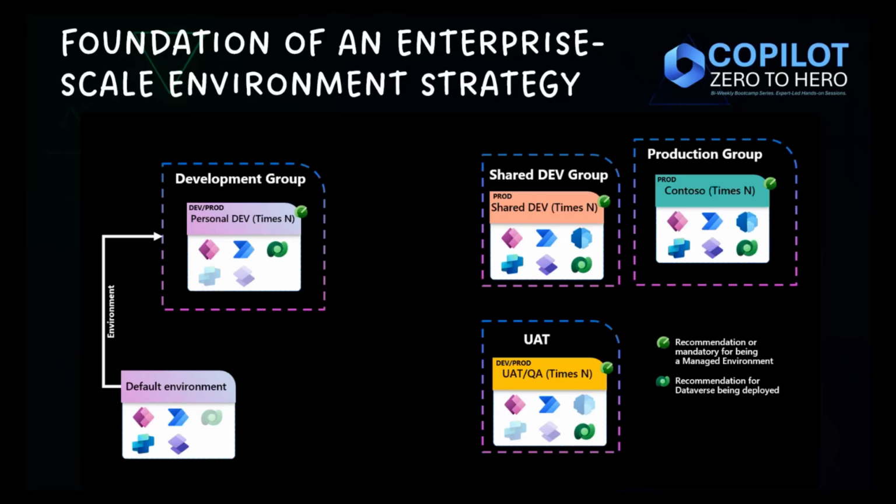So this is a typical foundation of an enterprise scale environment strategy. Whenever you're using Power Platform, there'll always be a default environment. And then, like I said, the logical flow would be to have a development environment, a UAT, and a prod. In this instance, this setup has a development group environment, but they've also got a shared development group environment. And you'll notice that some of these environments are managed environments, which is also recommended.